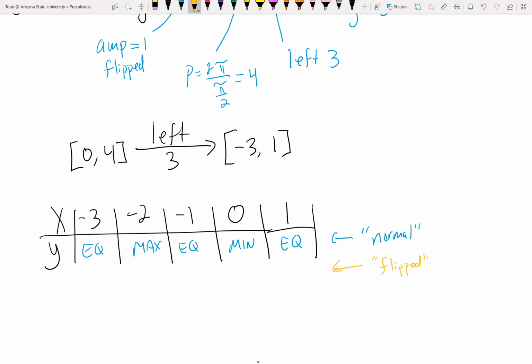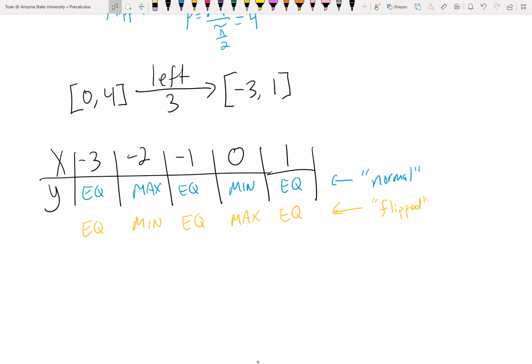So what changes when things flip? Well, when you flip things, the equilibriums will always stay equilibriums. That's nice. When you flip things, max becomes min and min becomes max. So at the max part, it's actually a min, and at the min part, it's actually a max. It's easy to figure out when you have reflections. Just flip your maxes and mins. Your equilibriums will always stay the same.